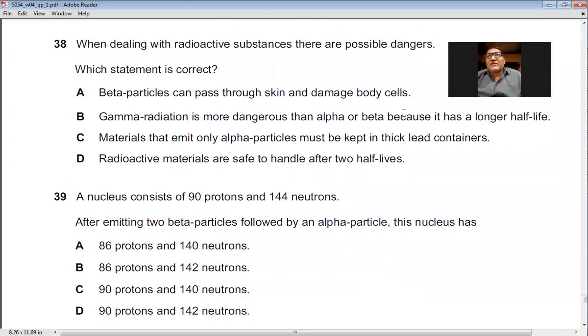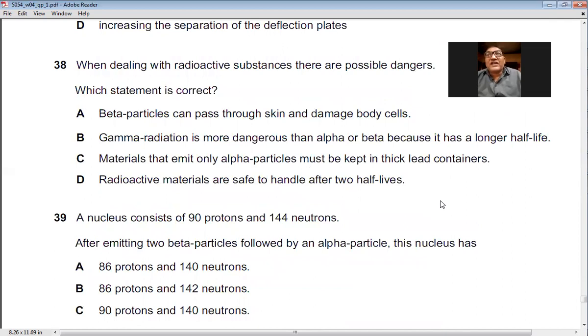Okay, so now we have question number 38. When dealing with radioactive substances, there are possible dangers. Which statement is correct? Beta particles can pass through skin and damage body cells. That is true. Gamma radiation is more dangerous than alpha or beta because it has a longer half-life. That's wrong. Half-life is of the radioactive nucleus, not of the gamma radiation.